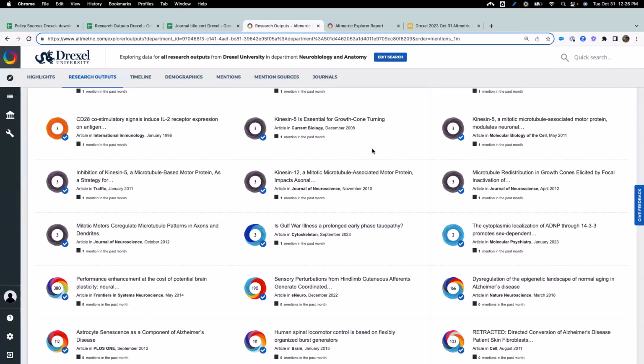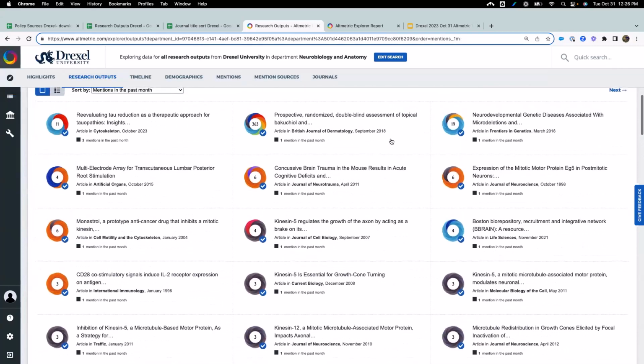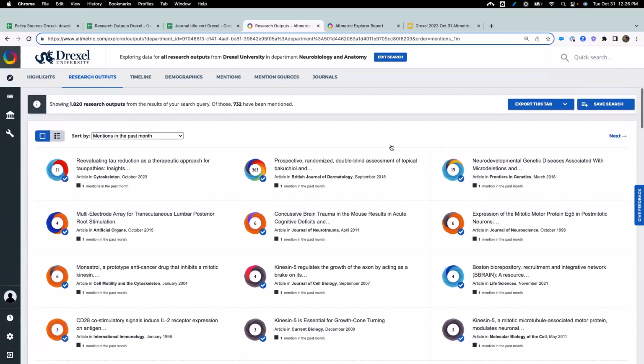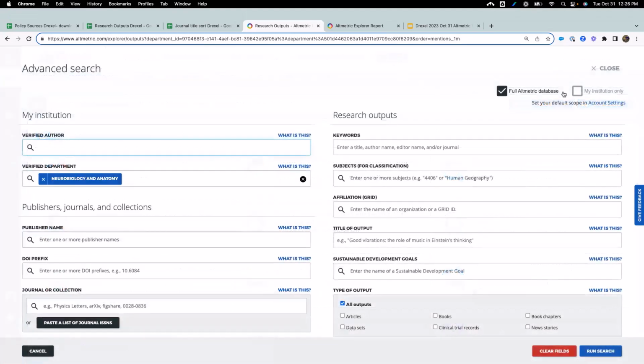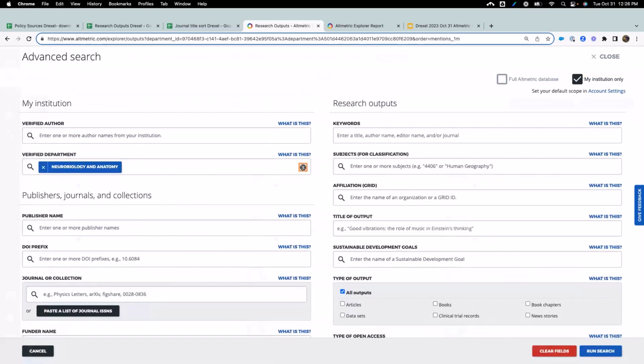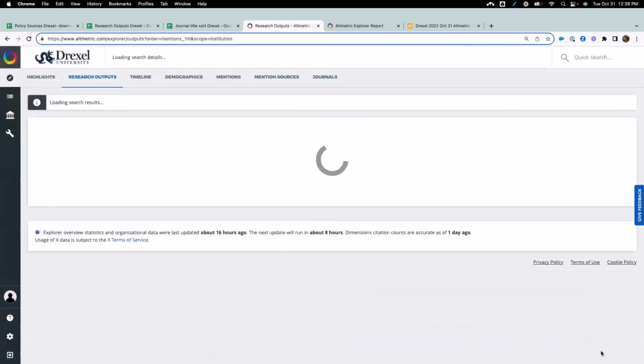So you can dig into any of this type of research. So whatever you want to feature and say, okay, what are we up to in this area, or where have we had attention lately? So let's look at the bigger picture and see where are people talking about us, and when did they talk about us recently? So let's edit our search again, and let's go to my institution only. And then we don't want anything. Let's take the neurobiology out again. And let's run our search.